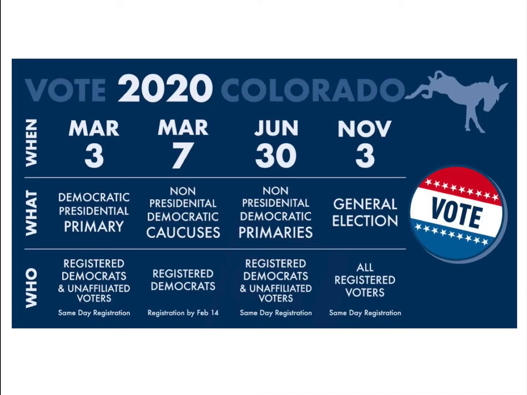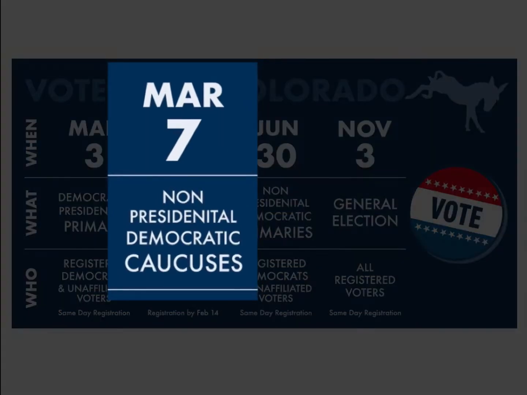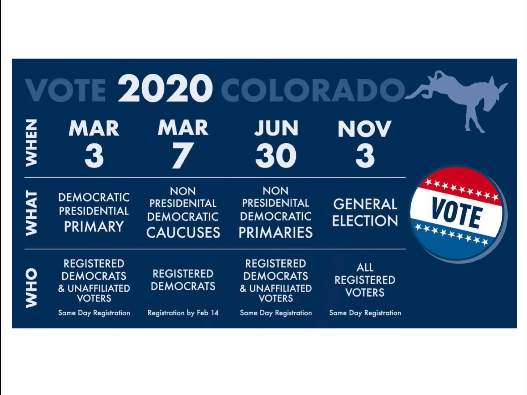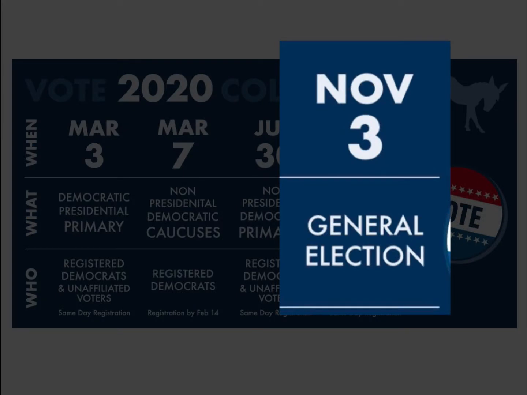2020 is a unique year for Colorado. It's our first time participating in a Democratic presidential primary on Super Tuesday, which is March 3rd. We will still caucus on March 7th for U.S. Senate, as well as electing delegates for the caucus and assembly process. All non-presidential candidates who make it on the primary ballot will be up for vote on June 30th. This leads us to the November 3rd election for all offices.